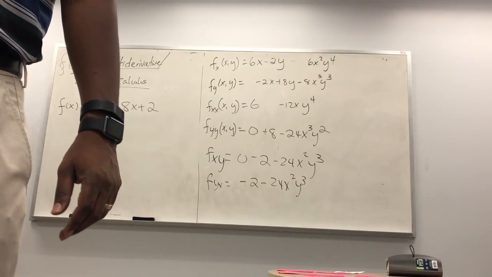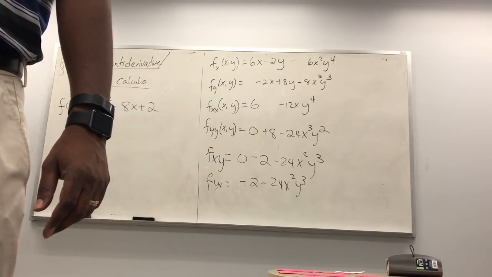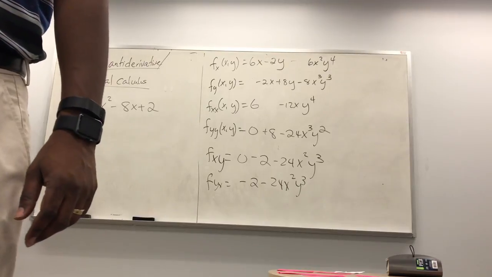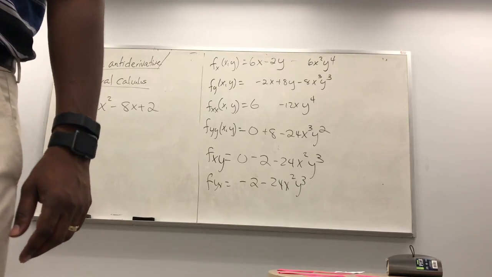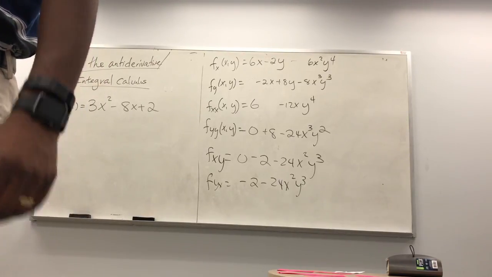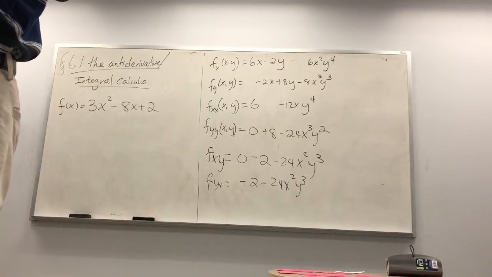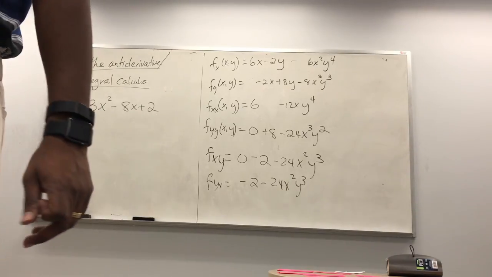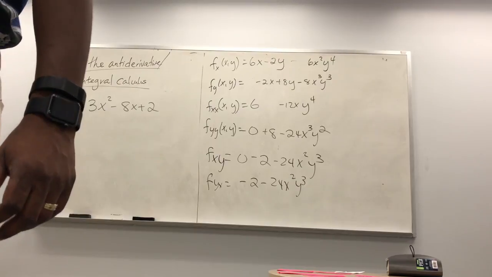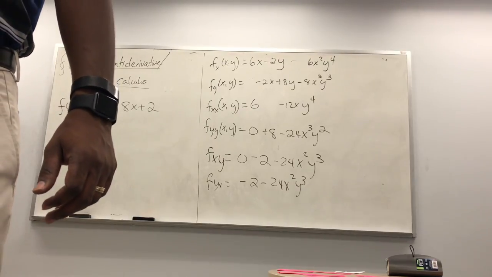So the test is going to be like 6.1, 6.2, and then that's it. It's 6.1, 6.3, I think, and 6.4. So double check. Chapter 7 won't be on it? It's the take home part of the test. Oh, so it won't be on that? No. Well, I know how to do the antiderivative.